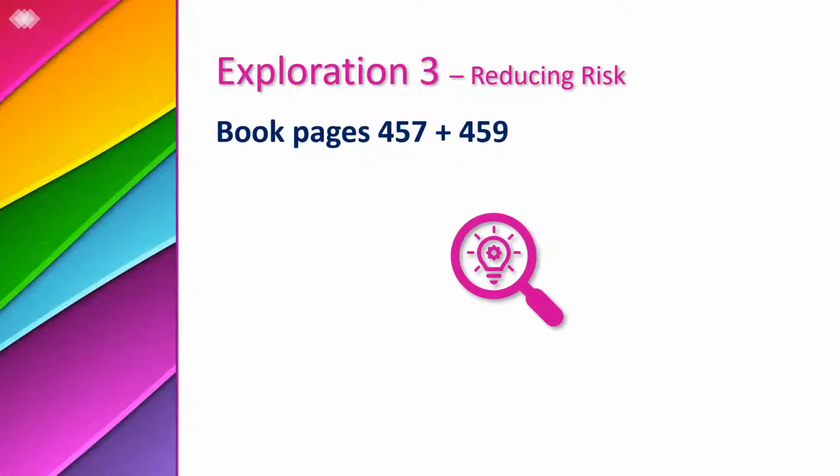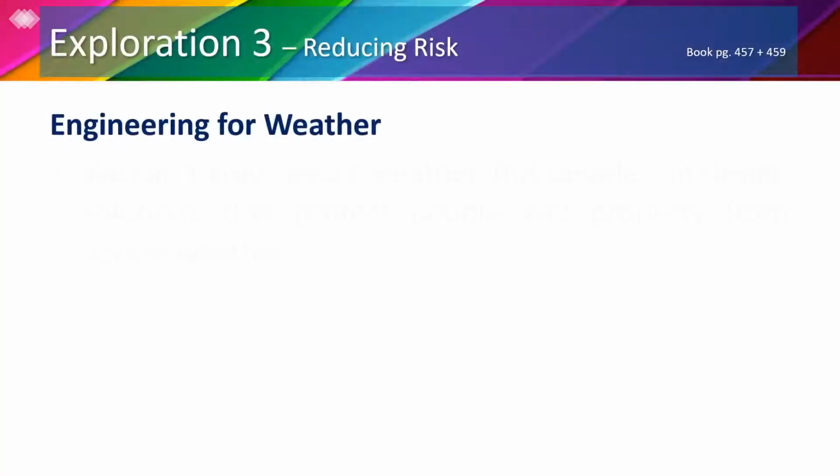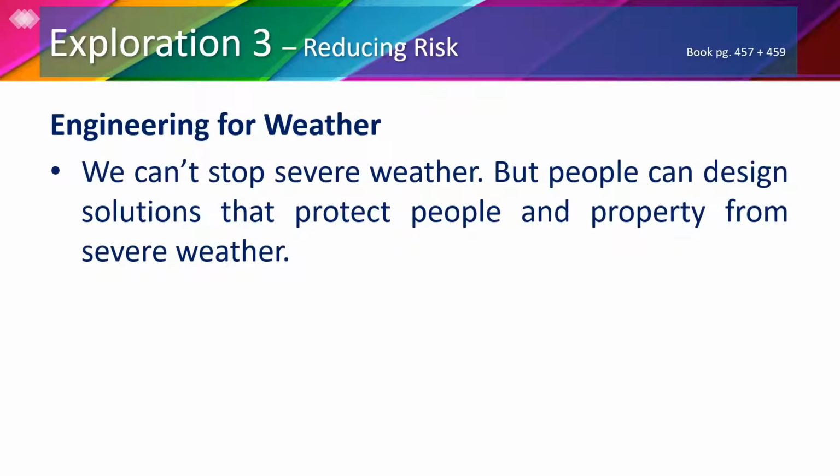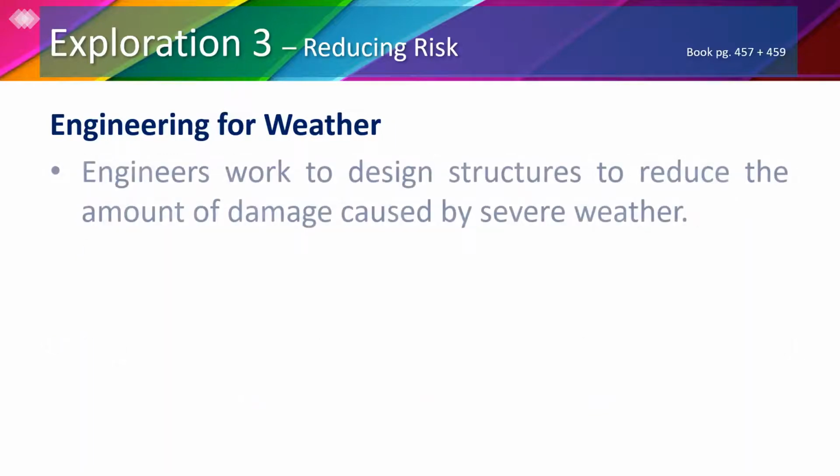In Exploration 3, we're going to explore how people could reduce severe weather impacts and damage. We can't stop severe weather, but people can design solutions that protect people and property from severe weather. You know that a hazard is a danger. People can find different ways to minimize weather hazards. Engineers work to design structures to reduce the amount of damage caused by severe weather.